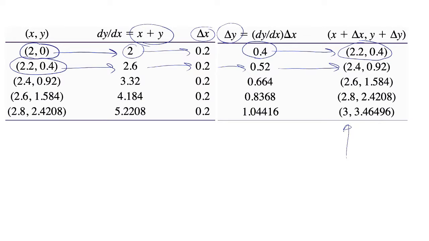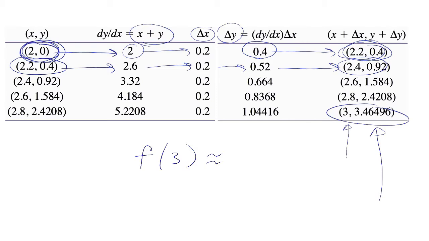Because we're being told in the problem to approximate the curve from x equals 2 to x equals 3 using 5 linearization segments. So now the last step would be to plot all of the points in your last column, starting with (2, 0), and connect those points using segments. So we would see that Euler's method leads us to an approximation that, looking at our last point, f of 3 is approximately equal to 3.46496.